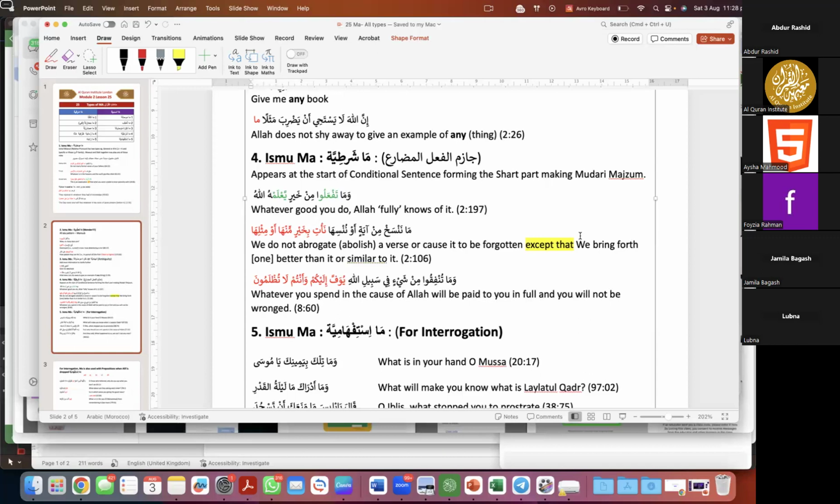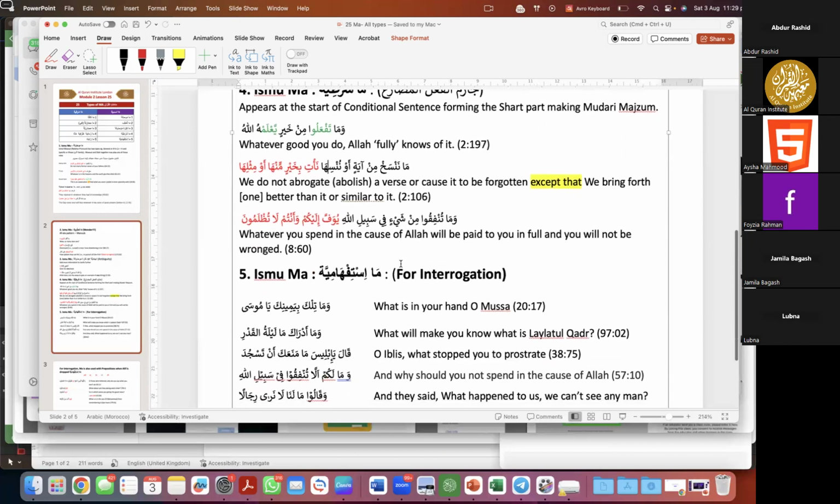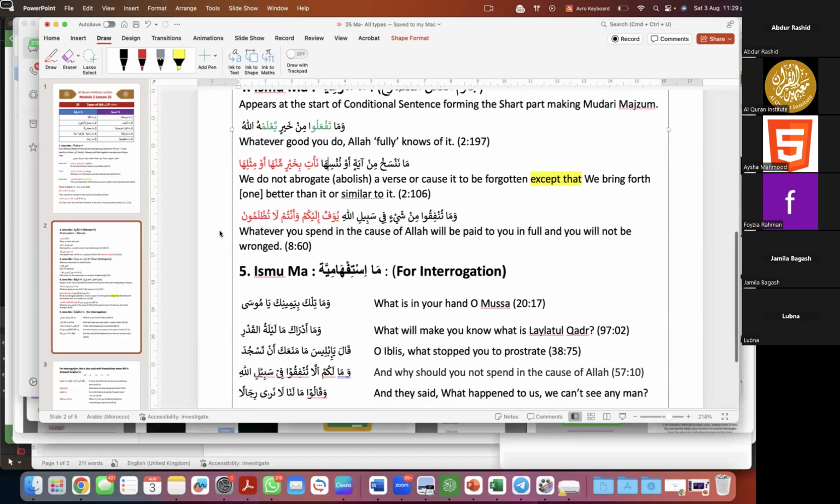Now, Sister Jamila, if you could come for the last one here, please. Allah will pay you in full and you will not be wronged. وَمَا تُنْفِقُوا مِنْ شَيْءٍ فِي سَبِيلِ اللَّهِ يُوَفَّ إِلَيْكُمْ وَأَنْتُمْ لَا تُظْلَمُونَ.